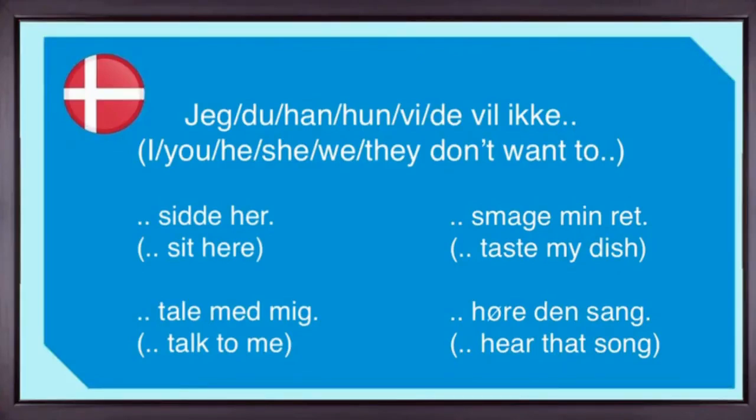Sidde her. Sit here. Tale med mig. Talk to me. Smage min ret. Taste my dish, as in the dish you made. Not dishes, not that. Høre den sang. Hear that song. Ah, it's so easy. I love it.